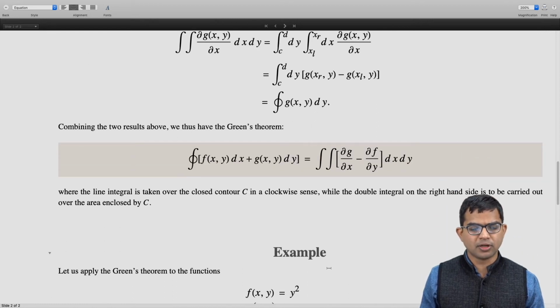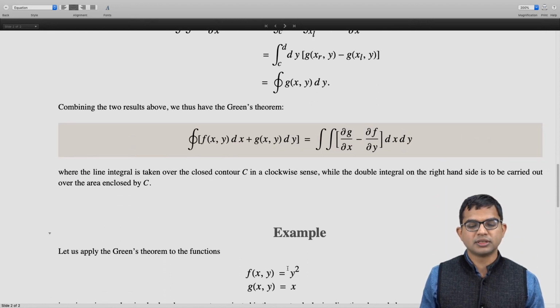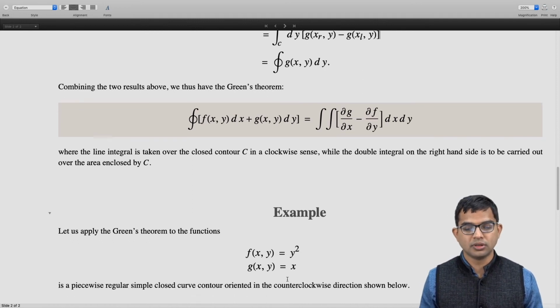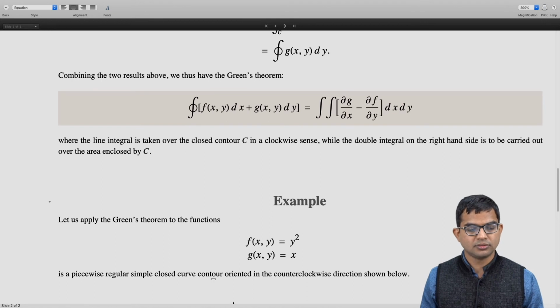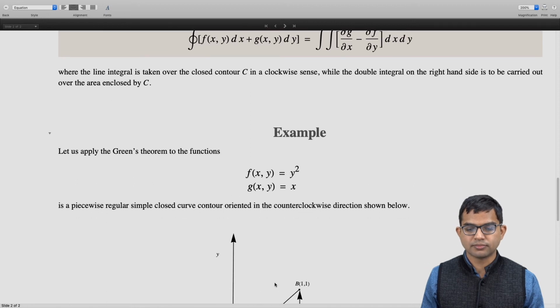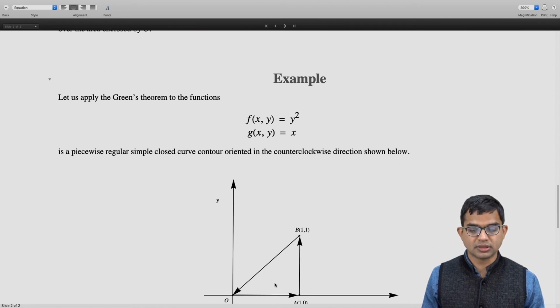Let's look at an example of how this plays out. Suppose you consider the function f of x comma y equal to y squared, and g of x comma y is equal to x. And suppose you consider some piecewise regular simple closed curve, a contour, which is shown here. Suppose you consider this to be your contour.